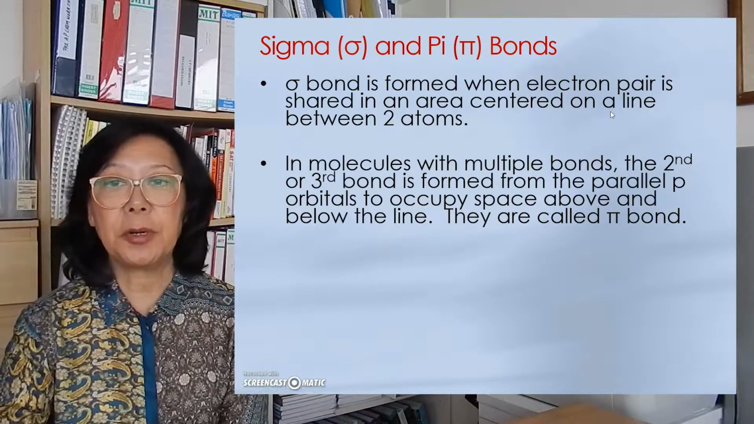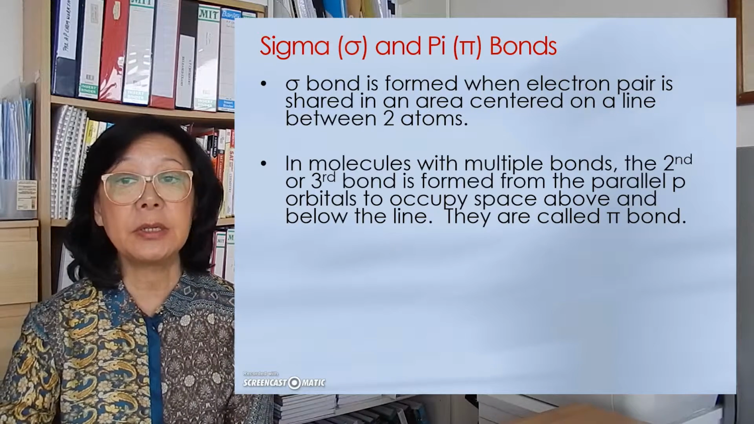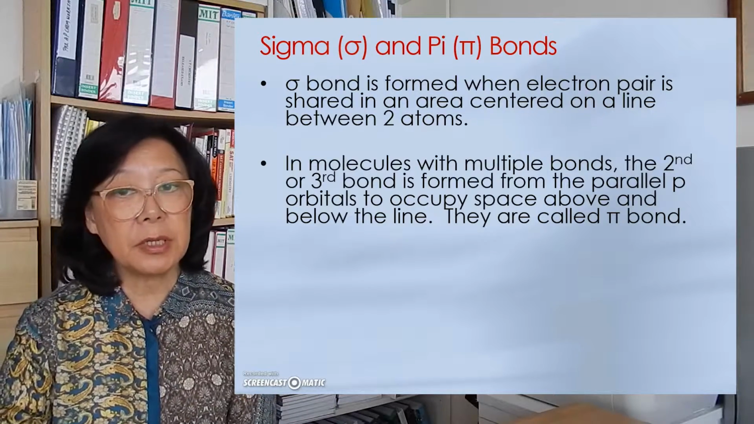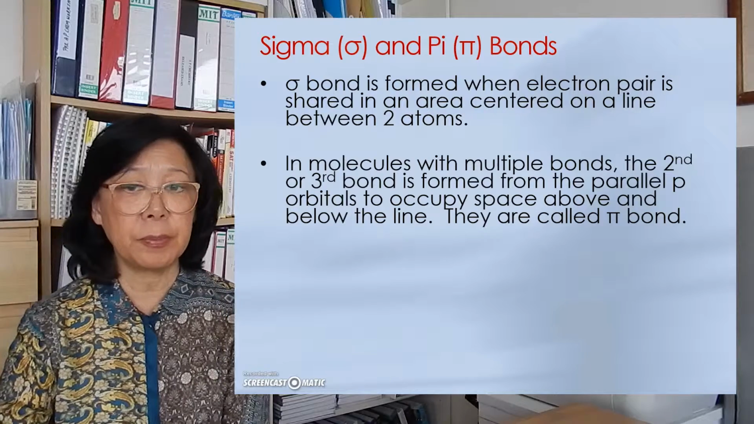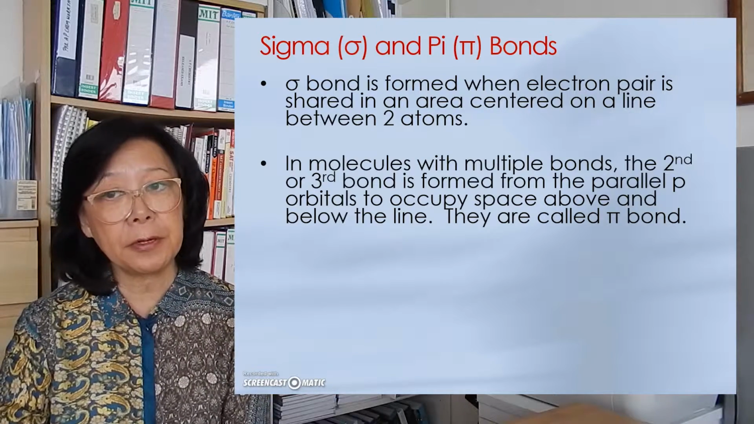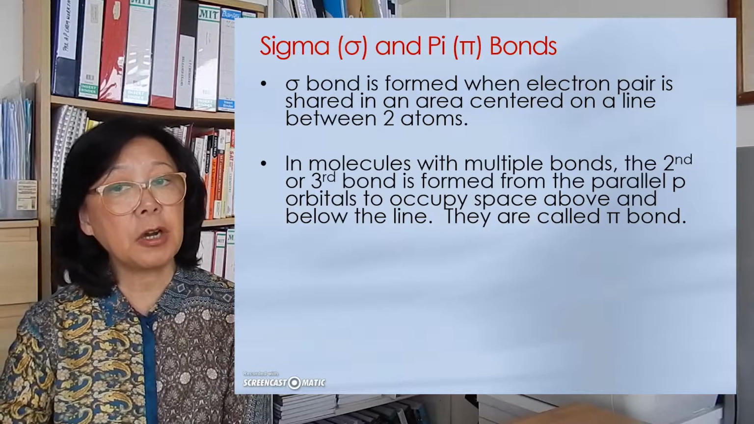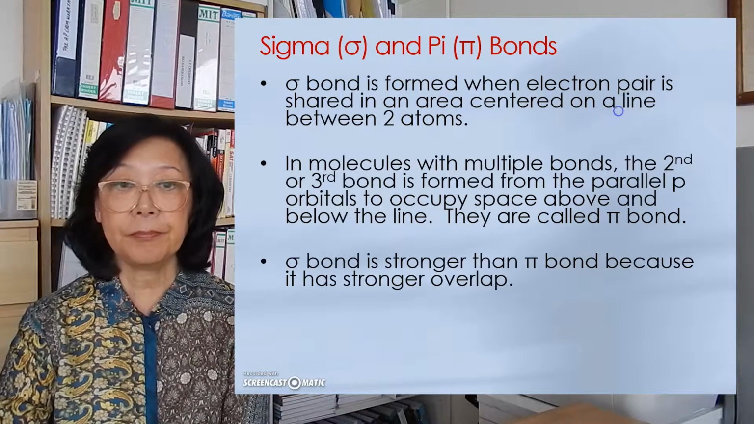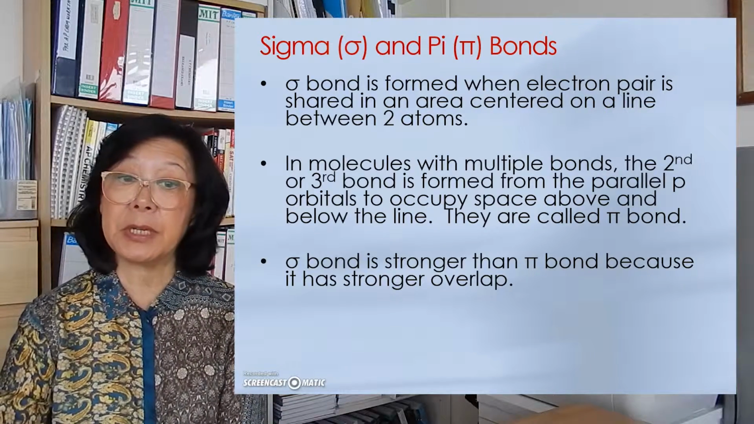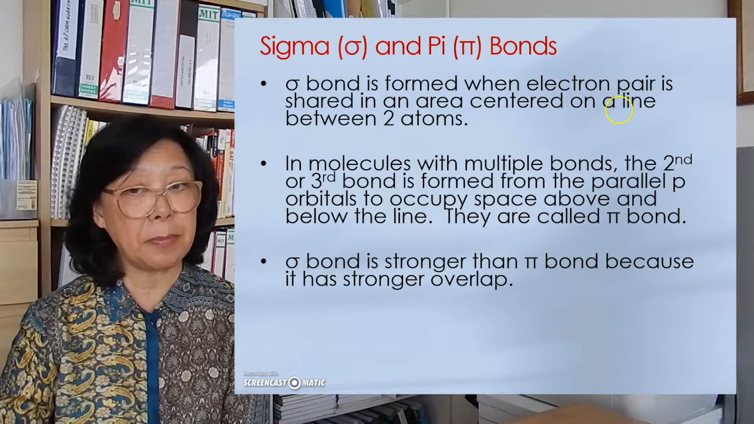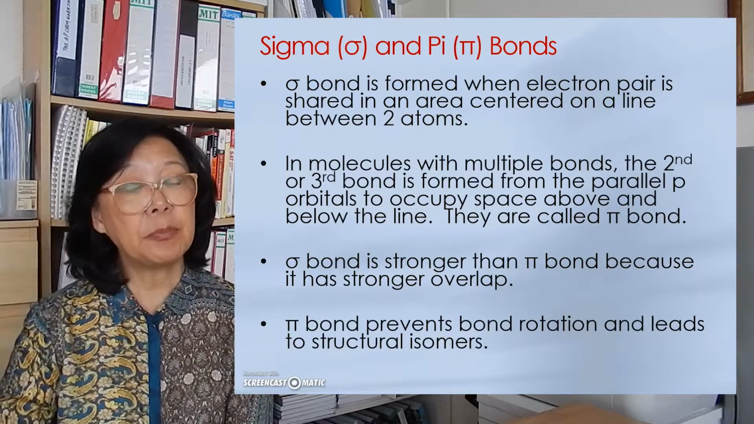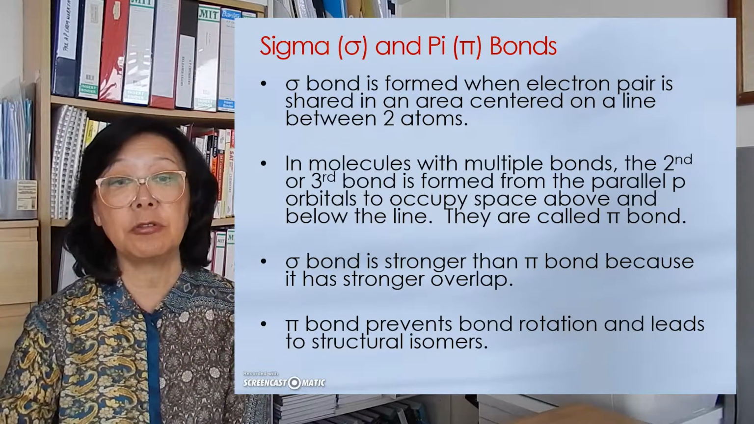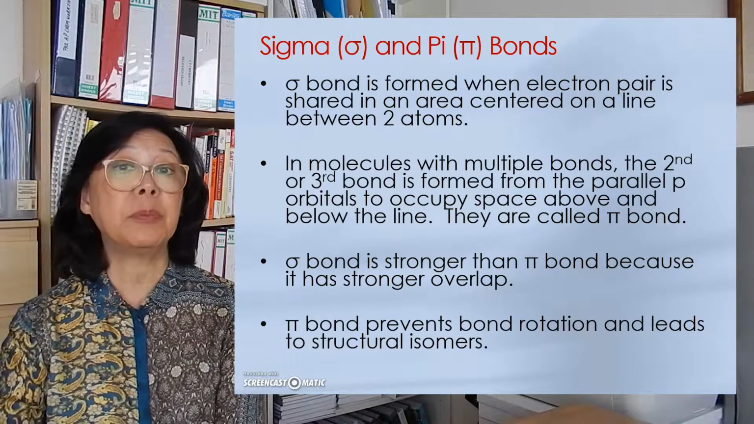A sigma bond is formed when an electron pair is shared in an area centered on a line between two atoms, that means on the same plane. In molecules with multiple bonds, the second or third bond is formed from parallel p orbitals that occupy space above and below the line. They are called pi bonds. A sigma bond is stronger than a pi bond because it has stronger overlap on the same plane. But a pi bond prevents bond rotation and leads to structural isomers, because if you try to rotate a pi bond, it will actually be broken.